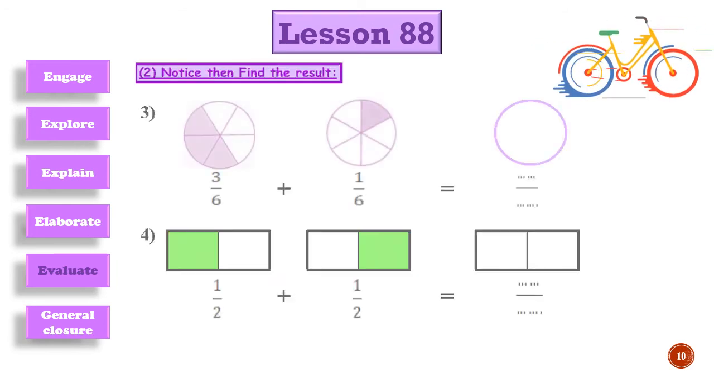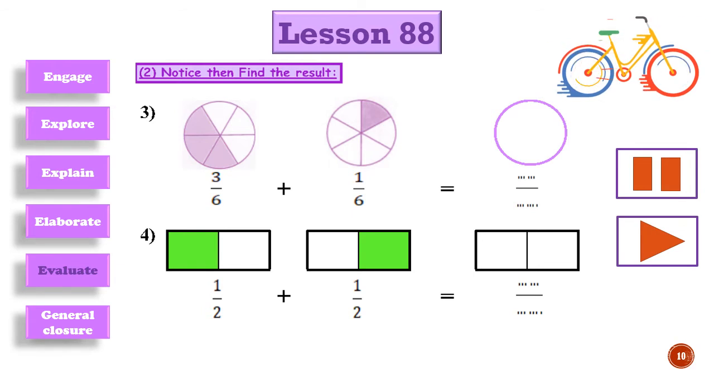Here we have this exercise. Just press pause, then press play to listen to our explanation. In the first one, we have, yes, 3 parts out of 6. It will be 3 sixths plus 1 part out of 6, which is 1 sixth. Here we have an empty model. Just divide it like this and shade the sum of all parts. First of all, it will be divided into 6 equal parts, and shade, yes, one by one.